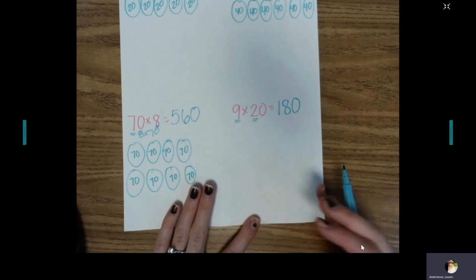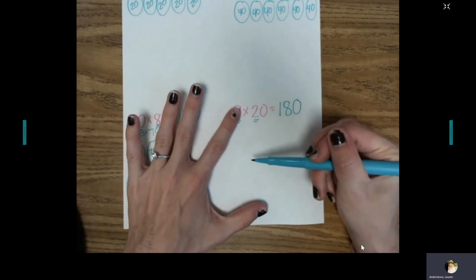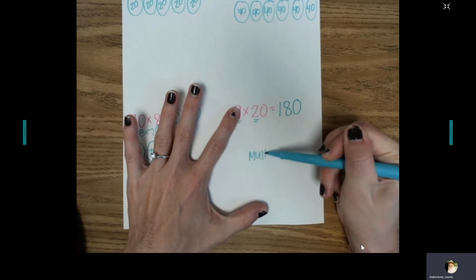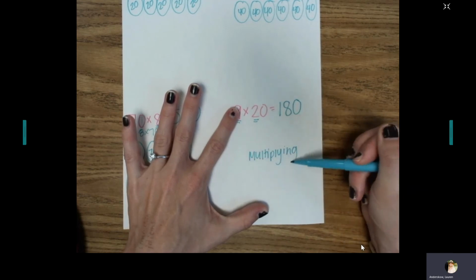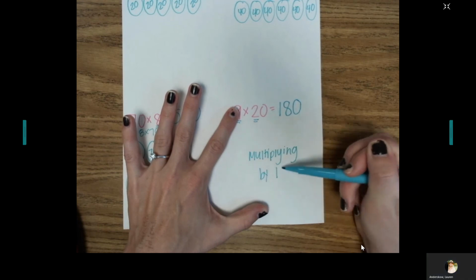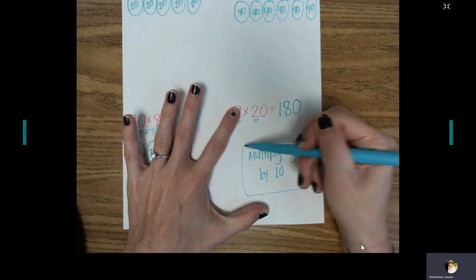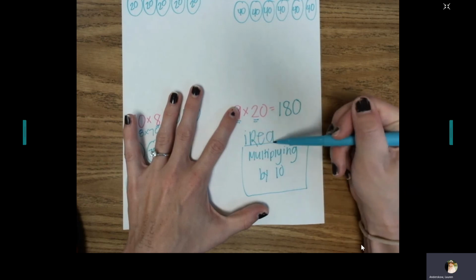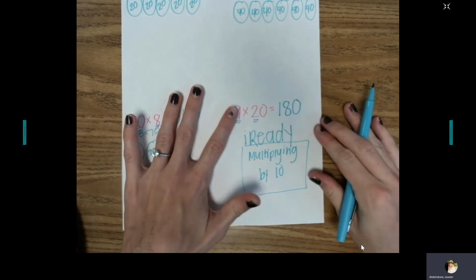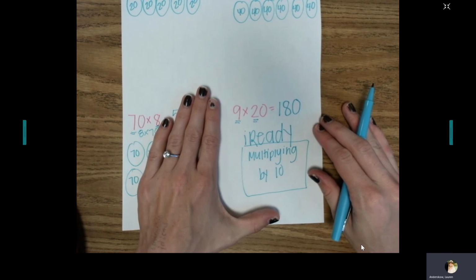So today for your independent work, you have multiplying by 10. You have a teacher assigned iReady lesson that's called multiplying by 10. So you are going to complete that iReady lesson for your math teacher today, giving this a try.